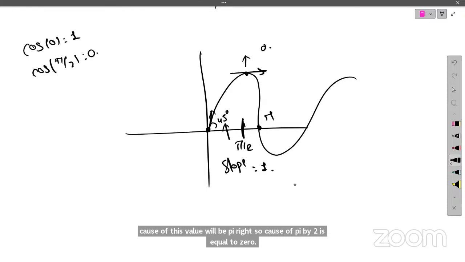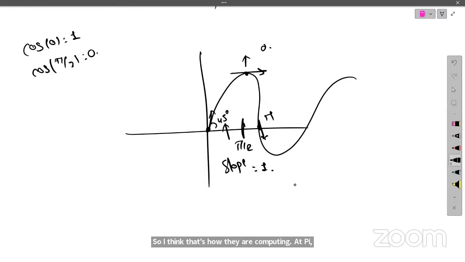At pi, if you compute the tangent, the slope will be minus 1. So again, we know that cos of pi is also equal to minus 1. So I think that's how they are doing it.